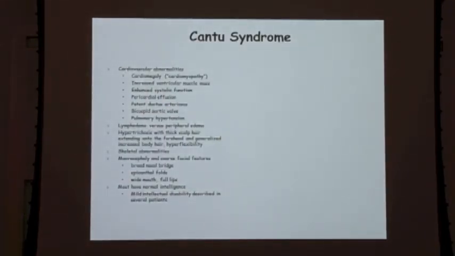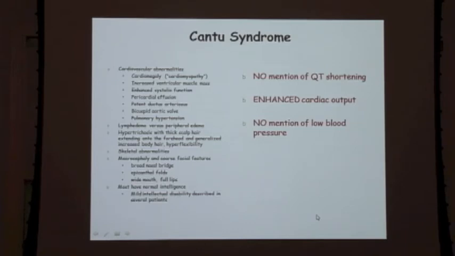So there's this long list of features, I said, and the question is, where are they all coming from? There's no mention, by the way, of QT shortening. So the first prediction of having a gain of a K-channel function in the heart, one that's a linear K conductance, it's not even an inward rectifier, it should shorten the QT interval. It should reduce the cardiac output, but these people have enhanced cardiac output. They've got big hearts with enhanced systolic function. And there's no mention of low blood pressure.